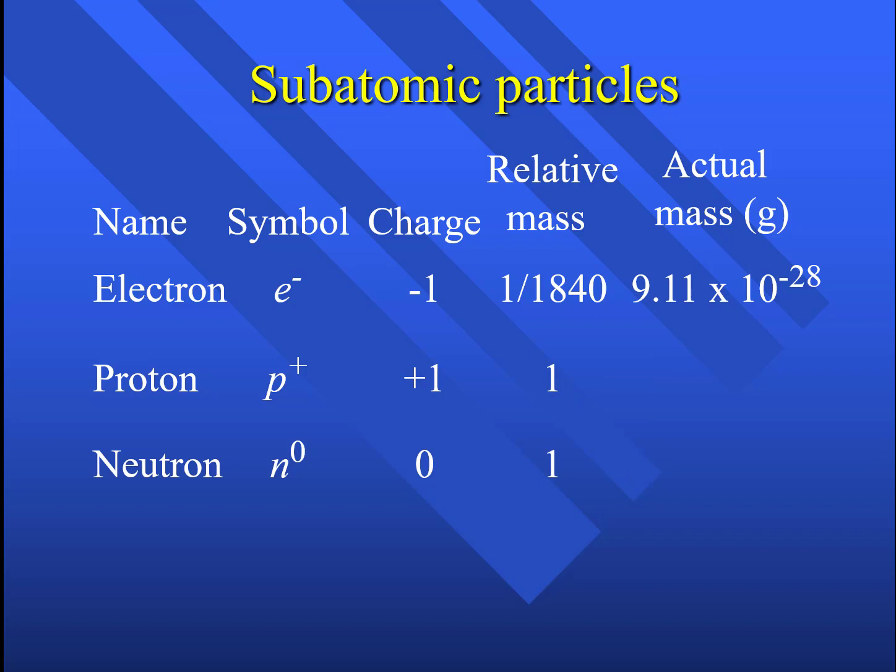And the actual mass, this is the one that Millikan figured out: 9.11 times 10 to the negative 28th grams for the electron, and 1.67 times 10 to the negative 24th grams for the proton and the neutron.